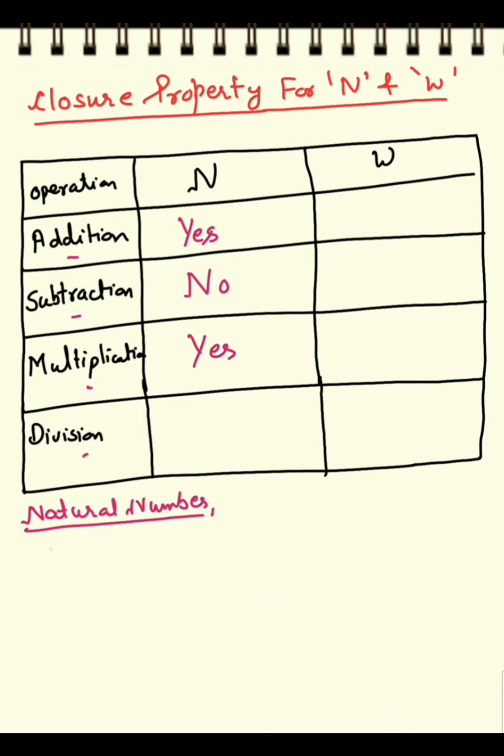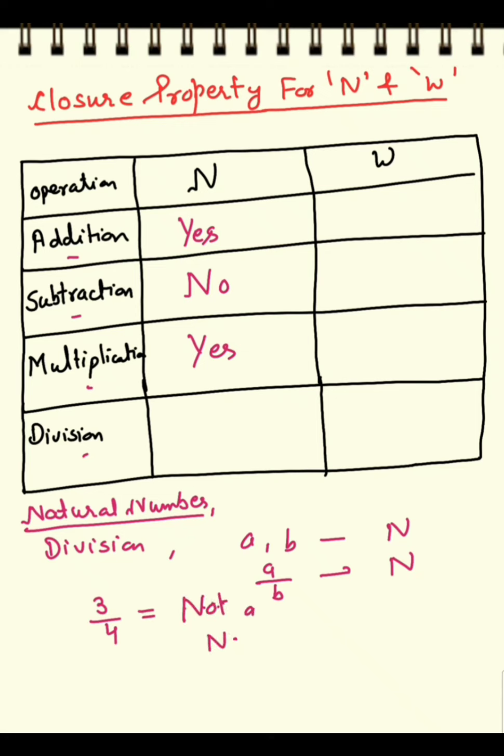We'll see this property for division. It means that if A and B are natural numbers, then their division, A divided by B, will be a natural number. So let me take A as 3 and B as 4. So 3 by 4. Is this a natural number or not? Not a natural number. So we can say that natural numbers are not closed for division. So we can write here no.